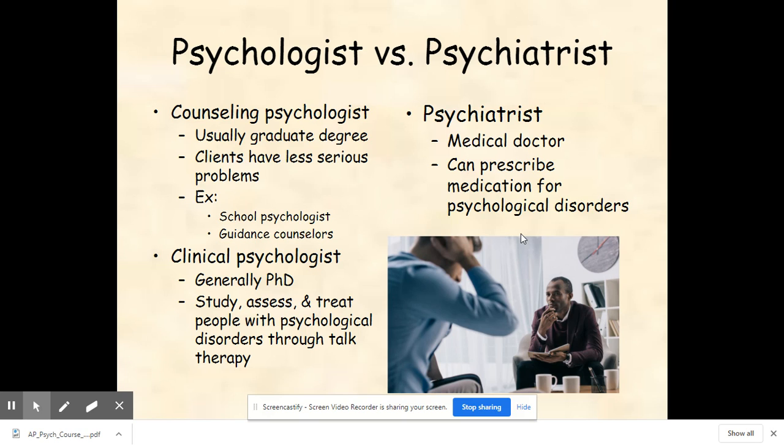These are the psychologists that are going to assess and treat people with psychological disorders through what's called psychotherapy or talk therapy. Psychologists, though, cannot prescribe medication. Okay, that's the big difference. Psychiatrists, on the other hand, are medical doctors and they can prescribe medication. They are medical doctors, so they can prescribe medication and they can also do talk therapy. All right, so really just know the difference between those two.